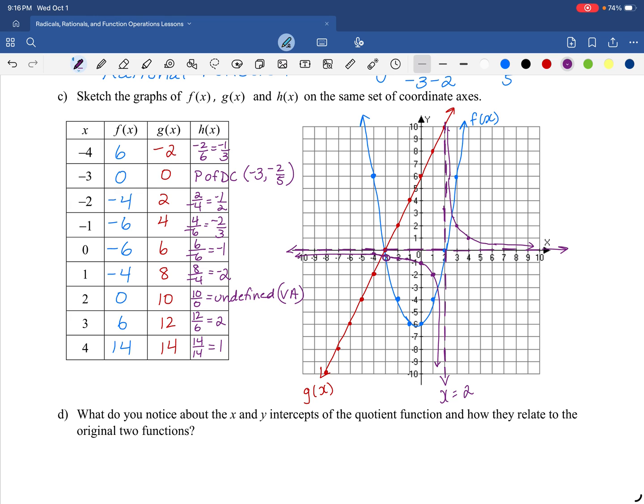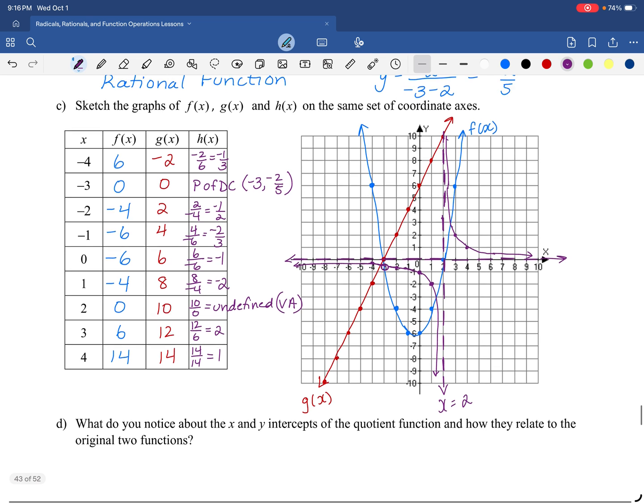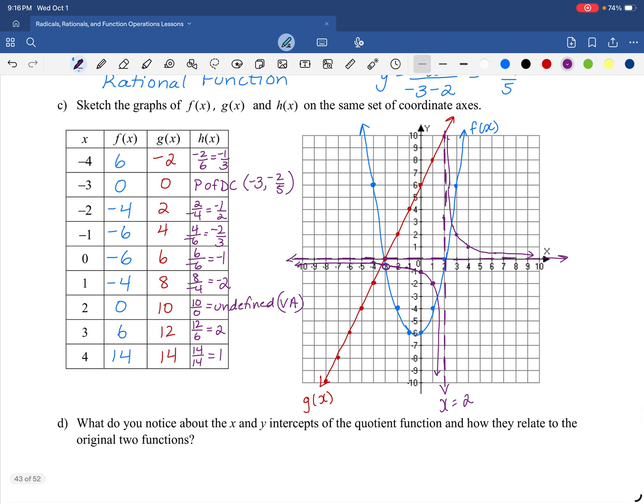Okay, well, let's talk about the x-intercepts. We kind of already had them in our table here. Okay, so what's happening to the x-intercept of function f? I'm just going to highlight it. Okay, so function f, its x-intercept was right here. Okay, it was sitting at x equals -3, but what happened on function h?